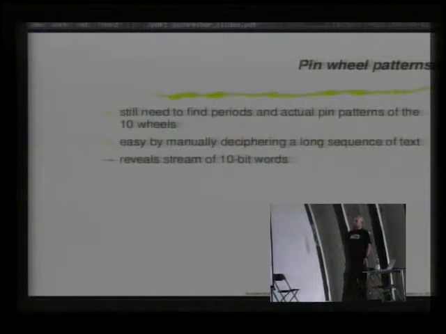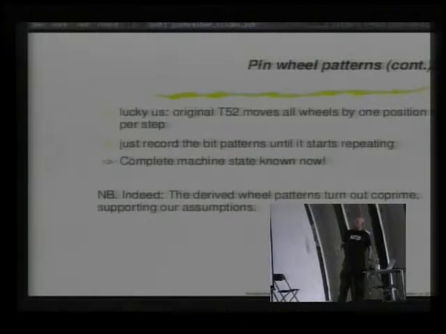If you decipher a long sequence of text, you will get a series of 10-bit words, and you can just look at them. You can see when they start repeating, and which bit pattern appears in a certain place of the 10 bits. Each bit is generated by one wheel, so you will see which bits are generated and when they start repeating. At that moment, we know the complete machine state.